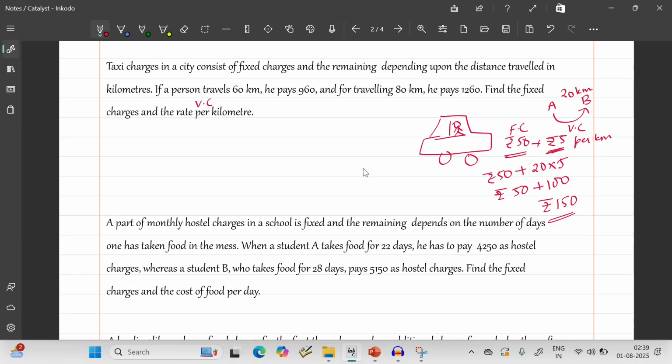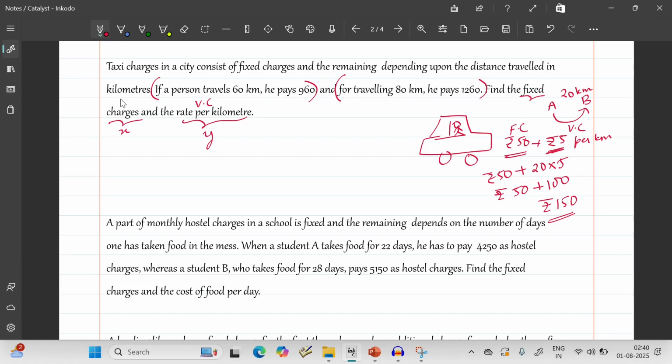Now as I told you in the previous episode, whenever you have to assume the variables, what is x, what is y, just look at the end of the question at what they have asked you to find. That itself will give you an idea what you have to take as x and what you have to take as y. So let the fixed charge be x, and let the variable charge be y. Now from here to here you will get one equation, and from here to here you will get another equation.